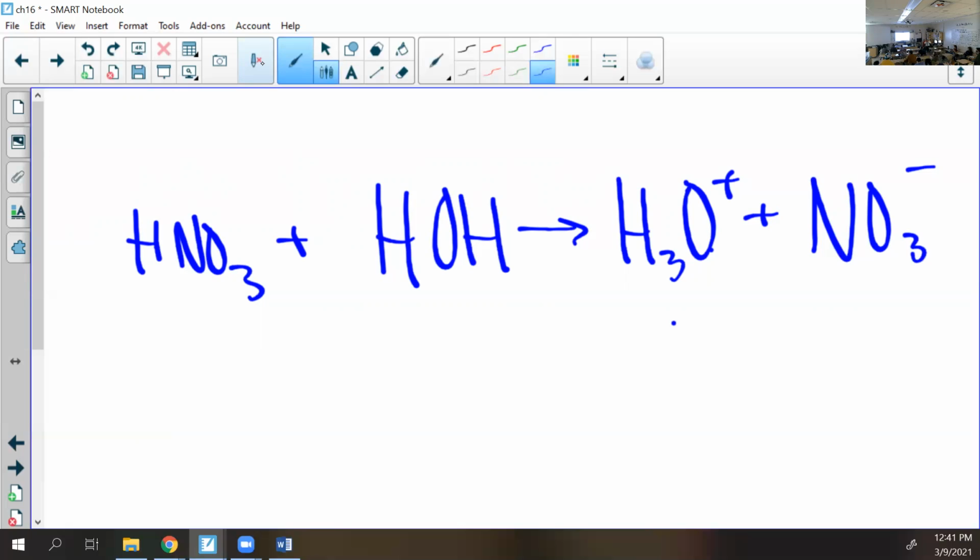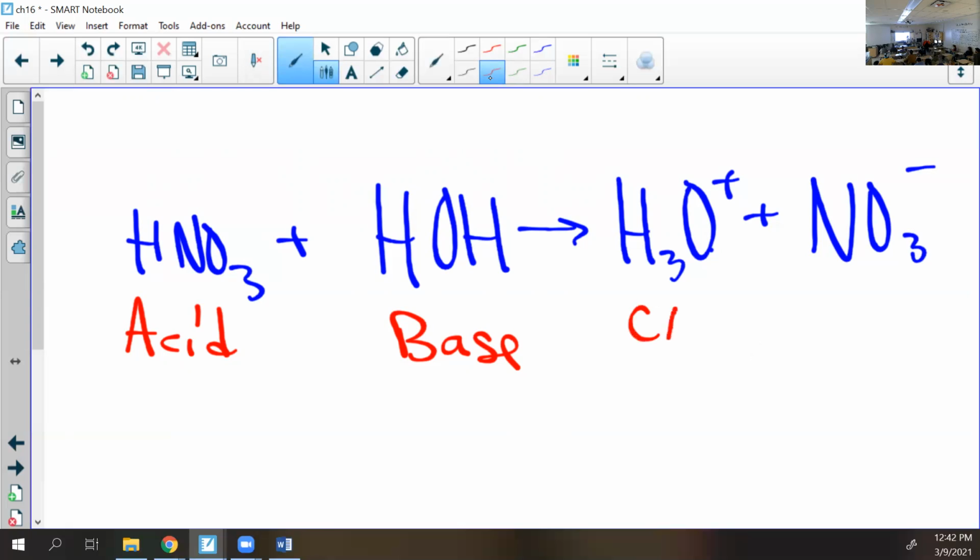Here we go. Here we go. All right. Which one is the acid? All right. This is the acid. Then that means this is the base. Okay. On the other side, who donates H plus? H3O, which means it is the conjugate acid. And which one accepts the H?